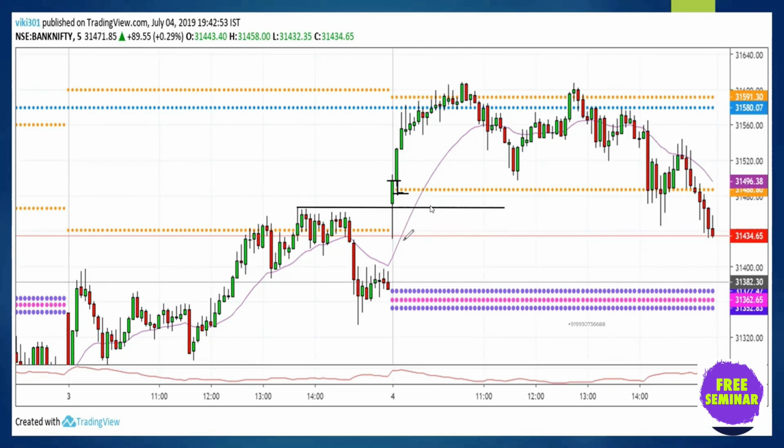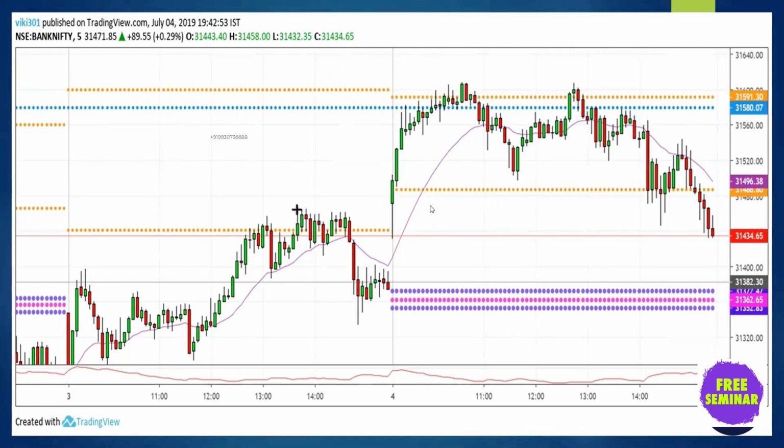If you keep your stop loss here, below the candle, look at this. This is your entry, this is your stop loss, this is your take profit. Is there a 1:2? No. This is almost 1:1, right? So what I said, you should have 1:2.